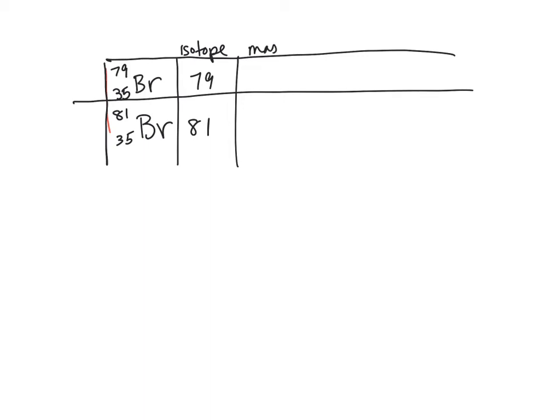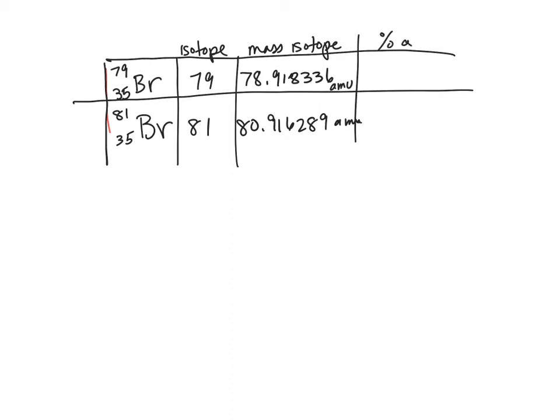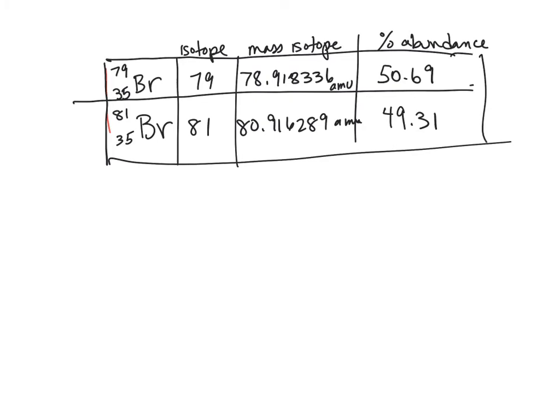We're given the mass of the isotope in the problem, masses 78.918336 AMU and 80.916289 AMU. And then the percent abundance, we want to put it in percent: 50.69% of the 79 isotope and 49.31% of the 81 isotope. Okay, it's nice to tabulate that information.